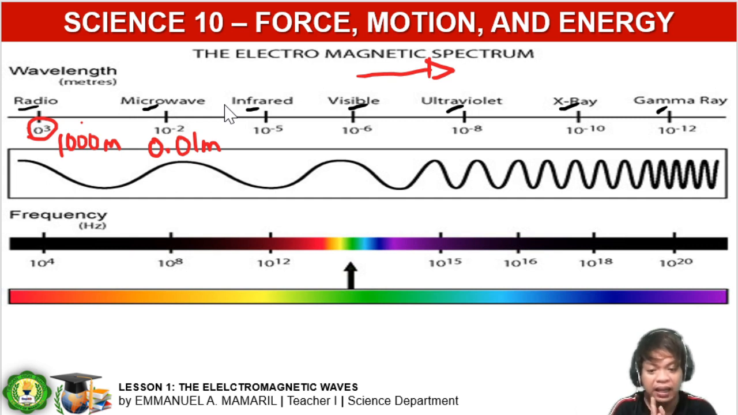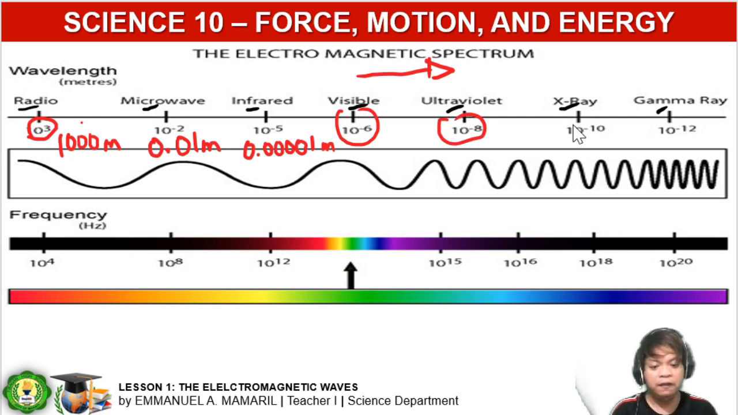Gaano kaikli yung layo ng one wave, or one crest to the next wave. Paano pa sa infrared? So infrared has 10 exponent negative 5. It's the same as 0.00001 meters. Okay? And so as a visible light, 10 exponent negative 6.